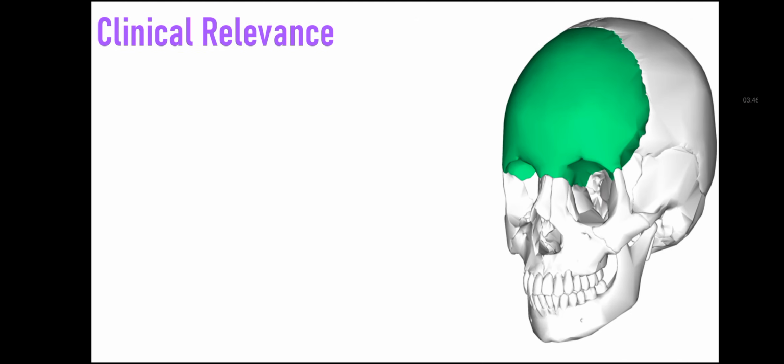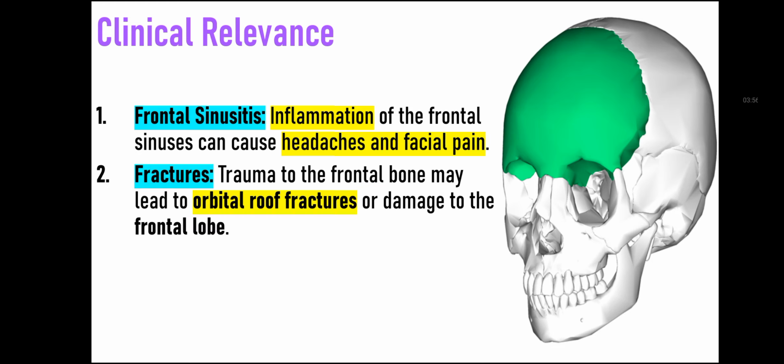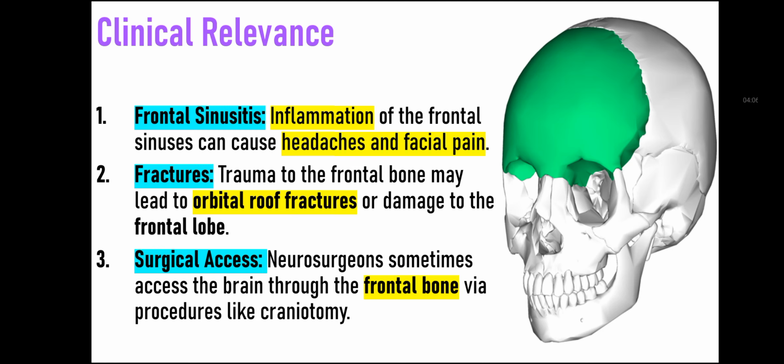Now let's talk about clinical relevance of frontal bone. First is frontal sinusitis. That is inflammation of frontal sinuses that can cause headache and facial pain. Second is fracture. That is trauma to the frontal bone that may lead to orbital roof fracture or damage to the frontal lobe of the brain. Third is surgical access. Neurosurgeons sometimes access the brain through the frontal bone through procedures like craniotomy.